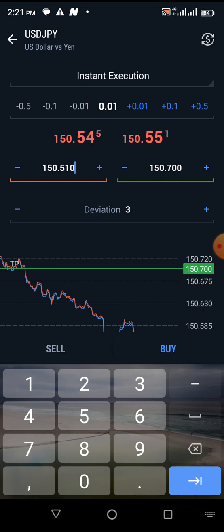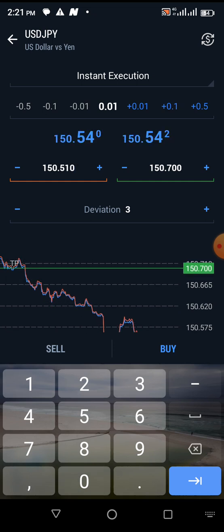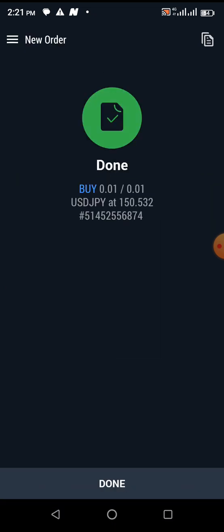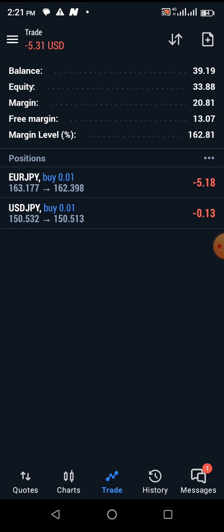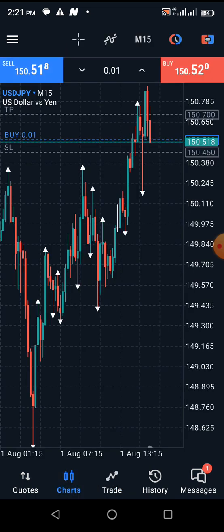I can do it to, let's say 500, 510. Okay, 500 or 4. Let me say 450. Okay, I'll say buy. So that is it. You can see the trade is showing there. If you go to charts, you can see the trade is already on the chart.